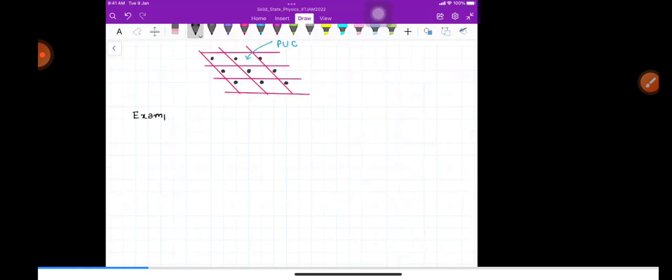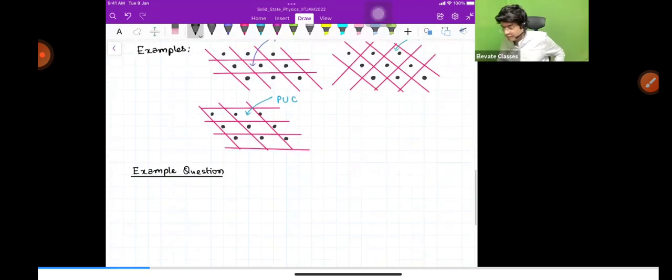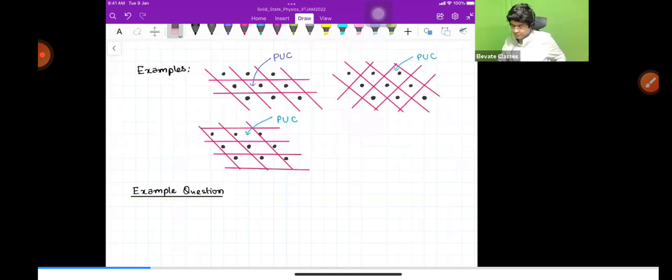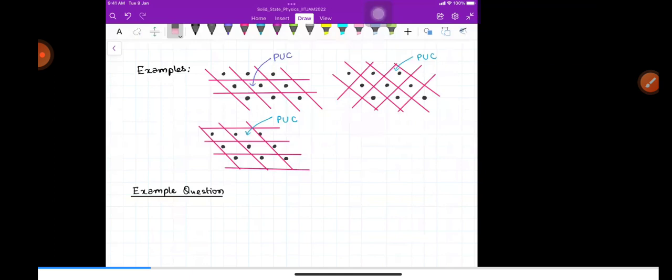Sir, I have learned that the definition of PUC is a unit cell where the lattice points are at the corners. Is this definition wrong, sir? Sorry, can you repeat? Sir, the definition of PUC I have learned is a unit cell which has lattice points at the corners. Is this definition wrong, sir? Which book did you refer to?